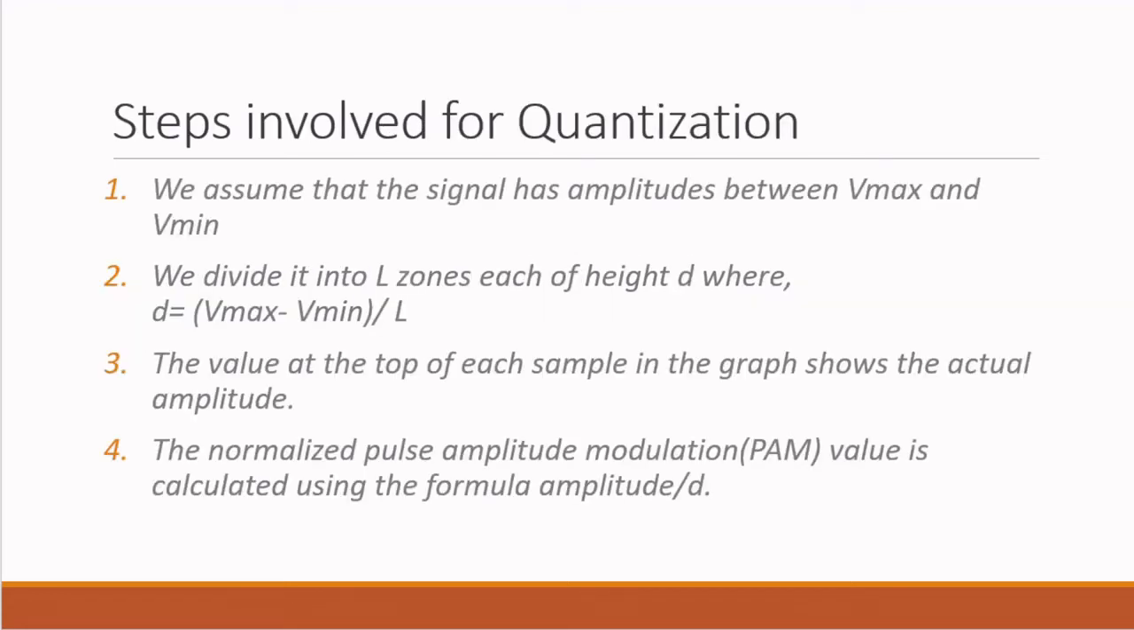Some of the steps involved for quantization are: we assume that the signal has amplitudes between Vmax and Vmin. Then we divide the region between the Vmax and Vmin into L zones, each of height d, where d is equal to (Vmax minus Vmin) divided by L. The value at the top of each sample in the graph shows the actual amplitude. The normalized pulse amplitude modulation value is calculated using the formula amplitude divided by d. This is also called PAM in short.